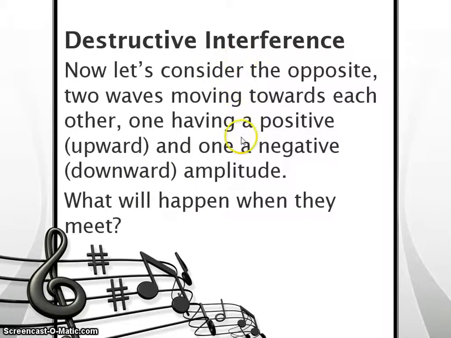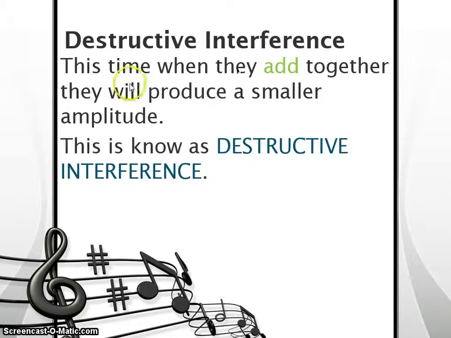Destructive interference is the opposite situation. Now we have one positive amplitude, or one hill, and one negative amplitude, or one valley. So predict, what do you think is going to happen when they meet? Sure enough, when they add together, they will produce a smaller amplitude. That's why we call this destructive interference.